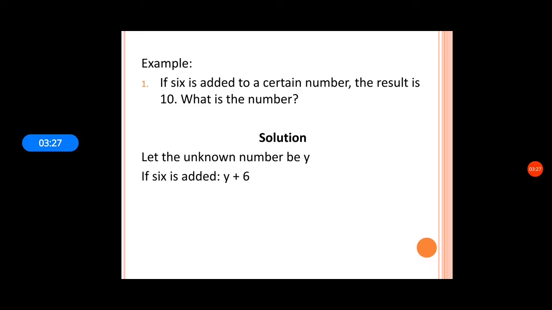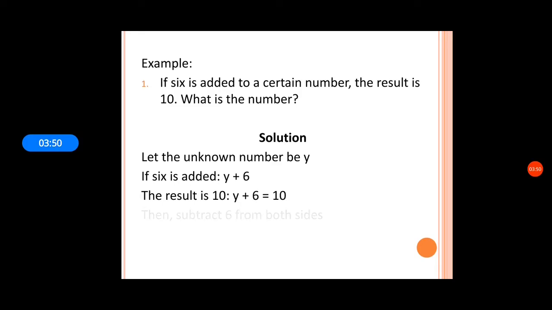Then the next step will make it an equation. The result is 10. So y plus 6 equals 10. Now we have created the required equation. The next thing for us is to now solve the problem, or solve the equation.